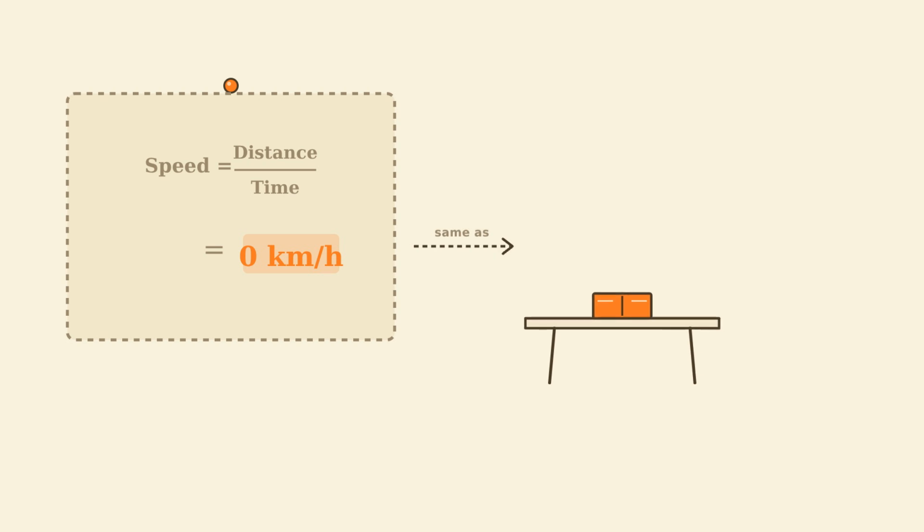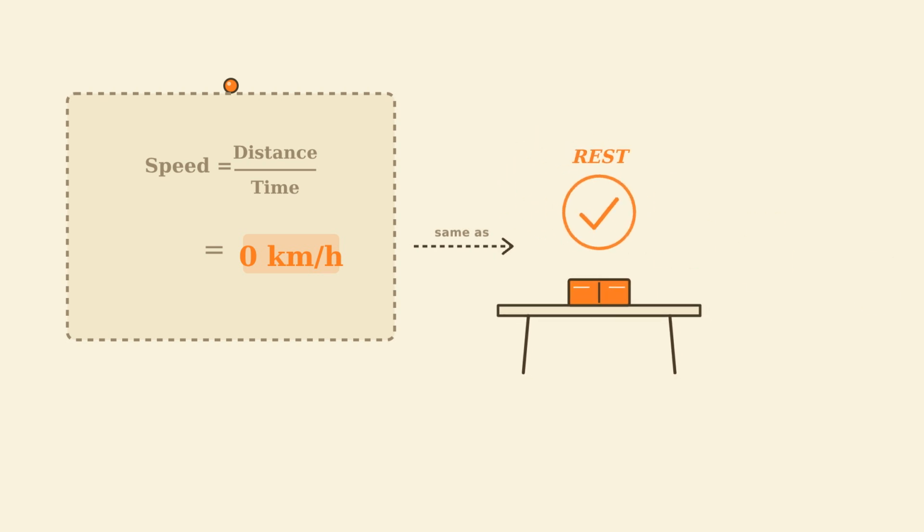And here's the mathematical twist: when there's no shift in position at all, the distance covered is zero, which makes speed come out to zero too. A speed of zero is simply the mathematical face of rest.